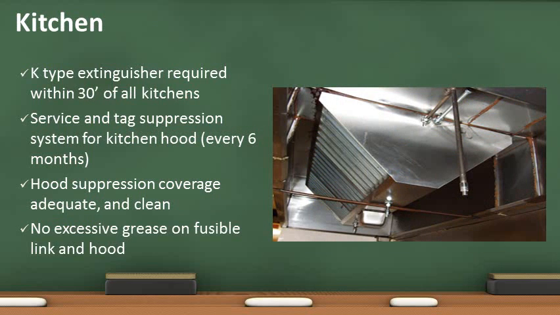Kitchens in schools have the same requirements as commercial kitchens and restaurants. K-class extinguishers are required. Hood systems are required to be serviced every 6 months. California Fire Code exempts public schools from modernizing to UL 300 until the school undergoes a modernization project or the hood system is no longer serviceable.